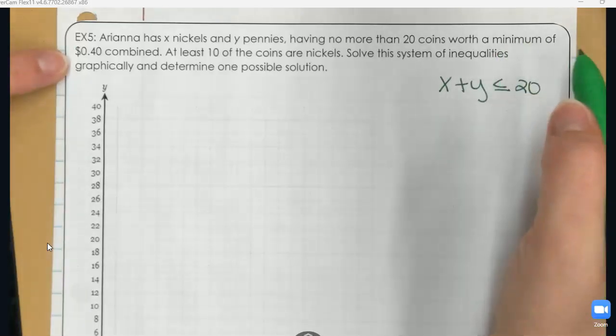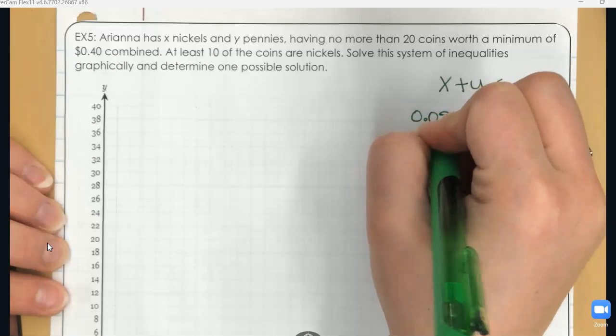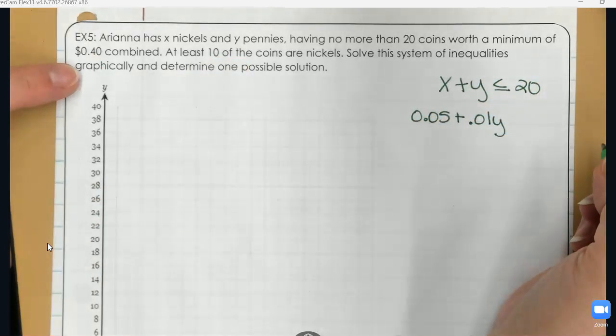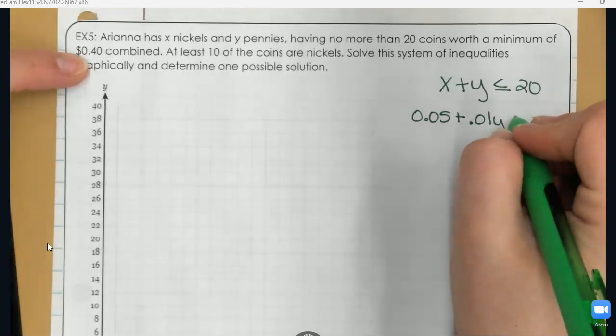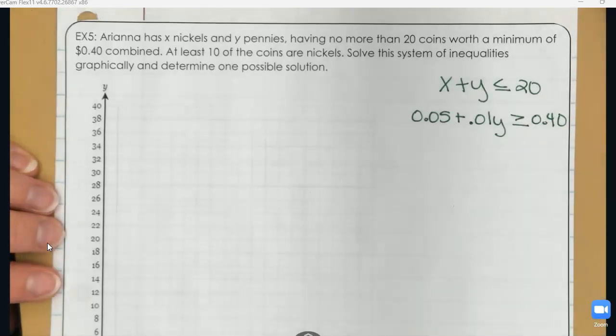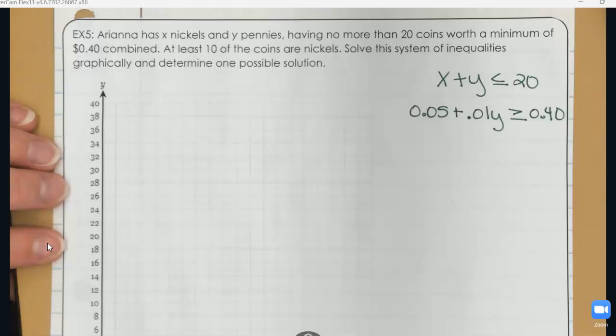And they're worth a minimum of 40 cents. Well, we know nickels are 5 cents and pennies are 1 cent. Together they need to be a minimum of 40 cents. So greater than or equal to 40 cents. So there are my 2 inequalities that I am going to need to solve.